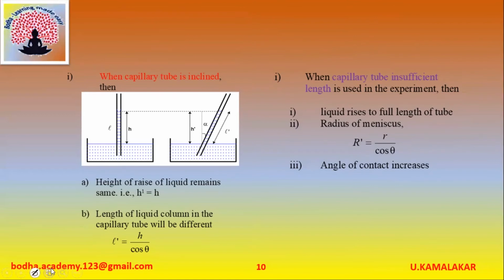But length of liquid column in the capillary tube will be different. That is L' = h / cos θ. Next point. When a capillary tube of insufficient length is used in the experiment, then liquid rises to the full length of the capillary tube. Radius of meniscus is given as R' = R / cos θ. The angle of contact increases in this case.